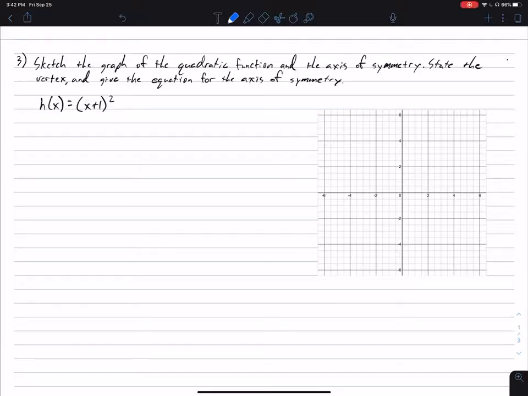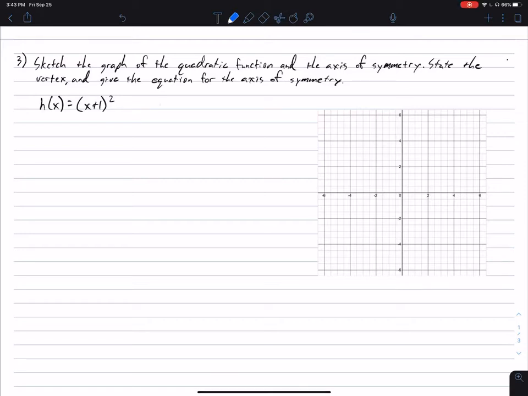Here we're going to continue looking at translations of functions, so shifts, left, right, and so on. So number 3, sketch the graph of the quadratic function and the axis of symmetry. All right, so we're going to graph the sketch and the axis of symmetry, and then state the vertex and give the equation for the axis of symmetry.